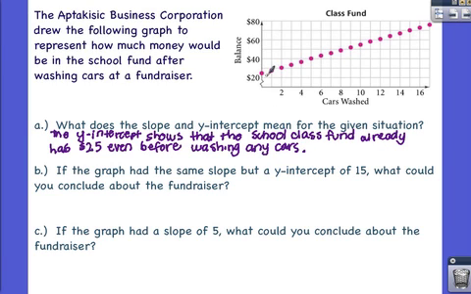Now the slope represents the change in y compared to the change in x. So you can see, for example, pick a point where you can see very clearly what the ordered pair is. So for example, (2, 30), which shows that if we started at 25 for 0 cars, so (0, 25), and now when you have 2 cars washed, you're at 30.